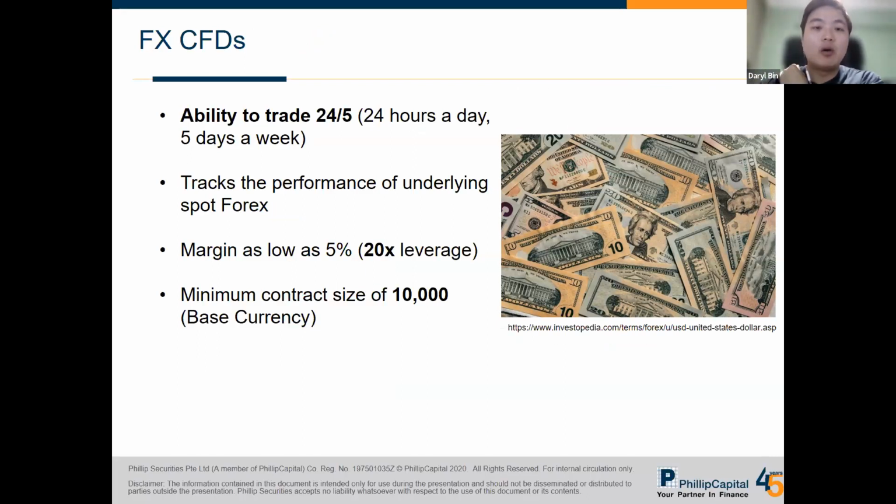If you have used our platform before or are planning to use it, POEMS allows us to access more than 30 major global forex pairs, and it tracks the performance of the underlying spot FX. The margin is as low as 5%, which is a leverage of 20 times, and the minimum contract size is 10,000 of the base currency.